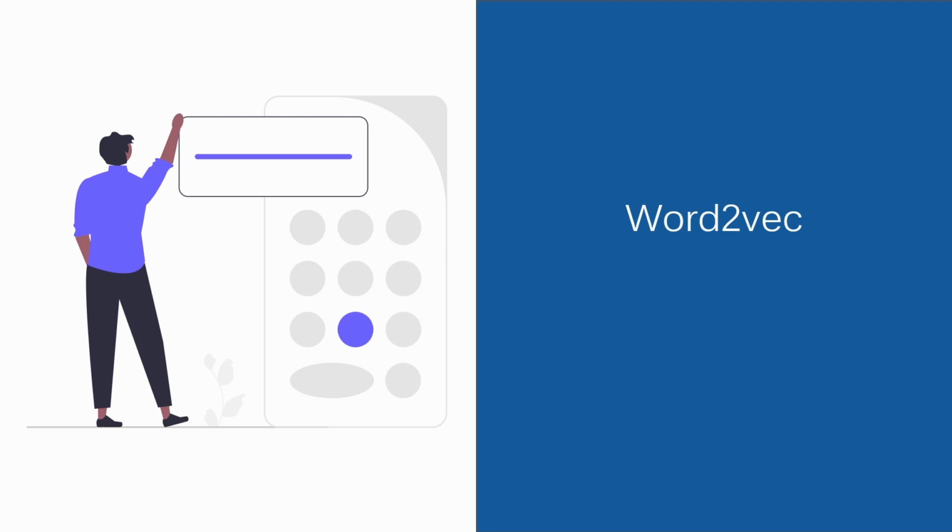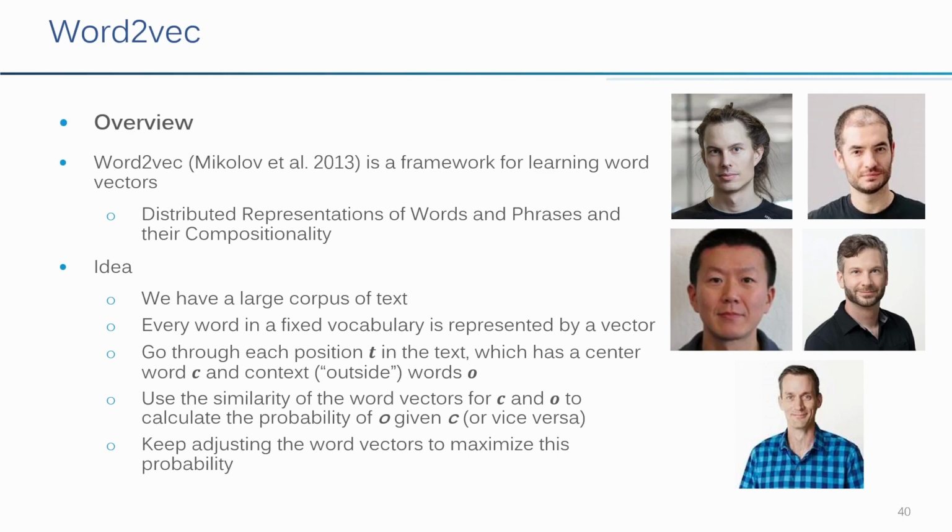Okay? That being said, I would say one of the most fundamental contributions we have in the area is Word2Vec. It was published around 2013. I don't remember exactly when the preprint was available, and the title was Distributed Representations of Words and Phrases and their Compositionality.